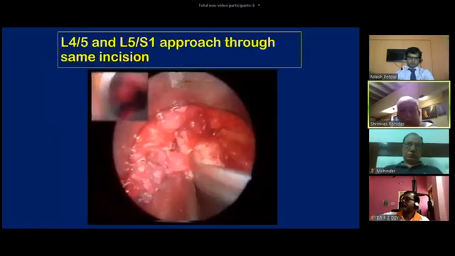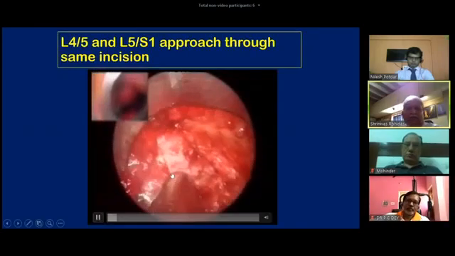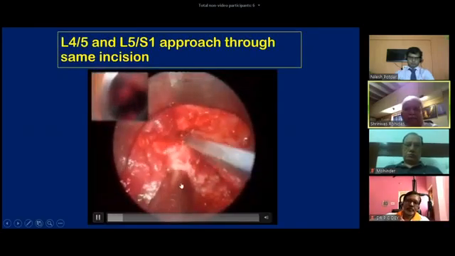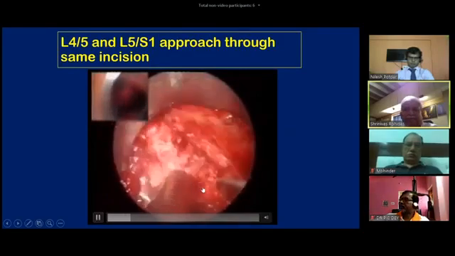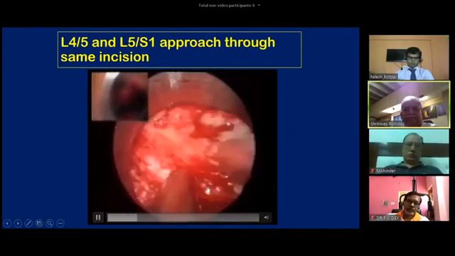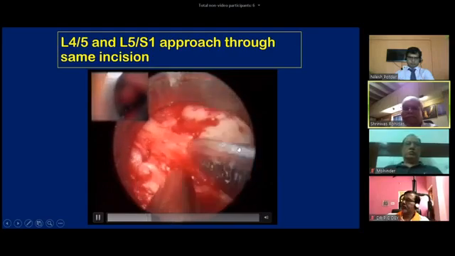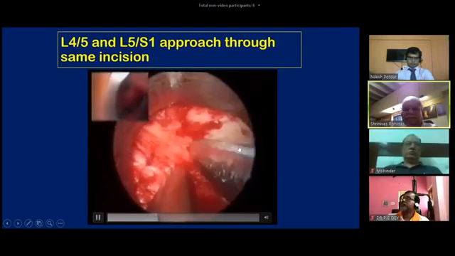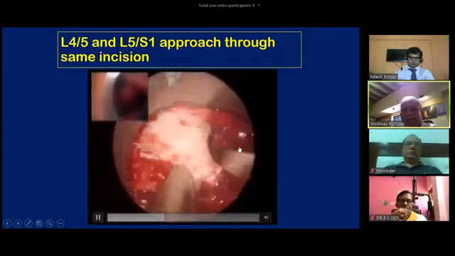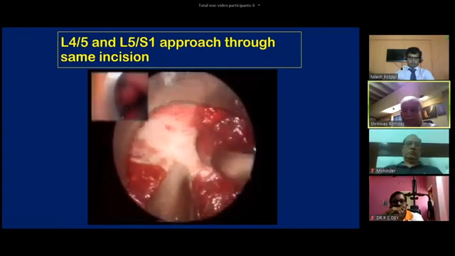The cranial end, this is the L4 lamina. Now this is the L4 lamina. Base of the spinous process. This is the lateral end and this is the caudal end. Now caudally we are seeing this L5 lamina hole. This is the cranial end of the L5 lamina and this is the caudal end of the L5 lamina.